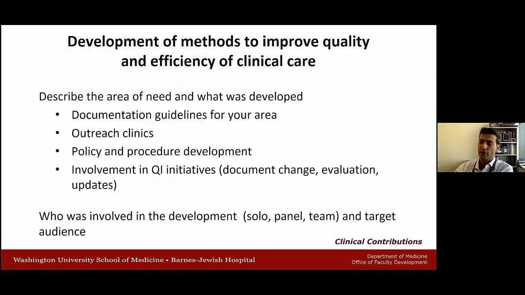Okay. Other things that can go under clinical activity has to do with improvements in quality or efficiency of giving care. Whether that's outreach clinics, whether that's development of new guidelines or new protocols, QI initiatives in your arena. Maybe that was something that you did by yourself. Maybe that's something that you were part of a collaborative. Either way, this would be another example.